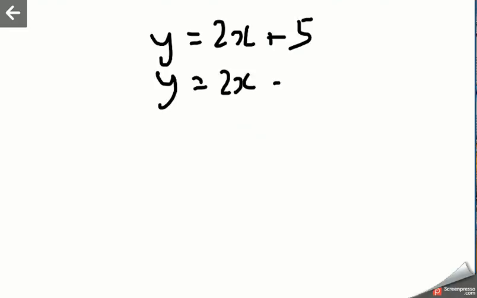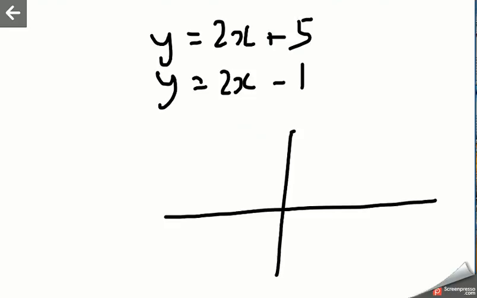Let me write the equations again before I forget. y equals 2x plus 5 and y equals 2x minus 1. Let's go ahead and draw these two lines. We know how to draw them now. We've got enough practice at drawing lines. So, the line y equals 2x plus 5, we know it has y-intercept 5, and it has a gradient of 2, so it looks something like this.